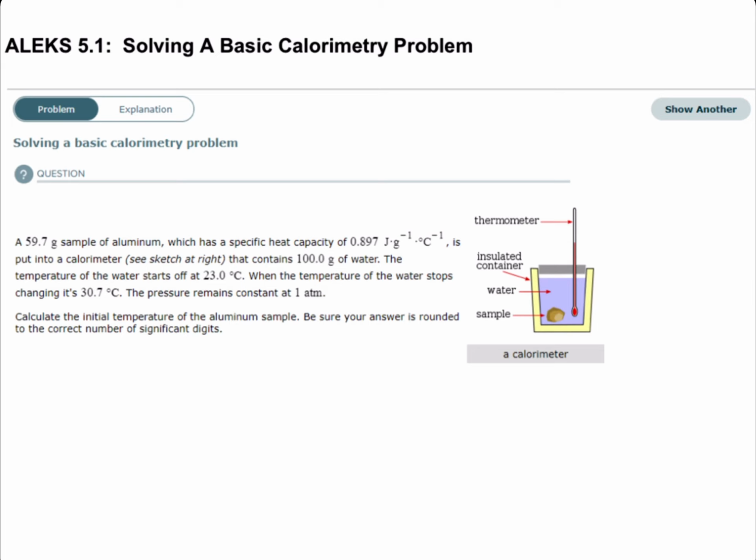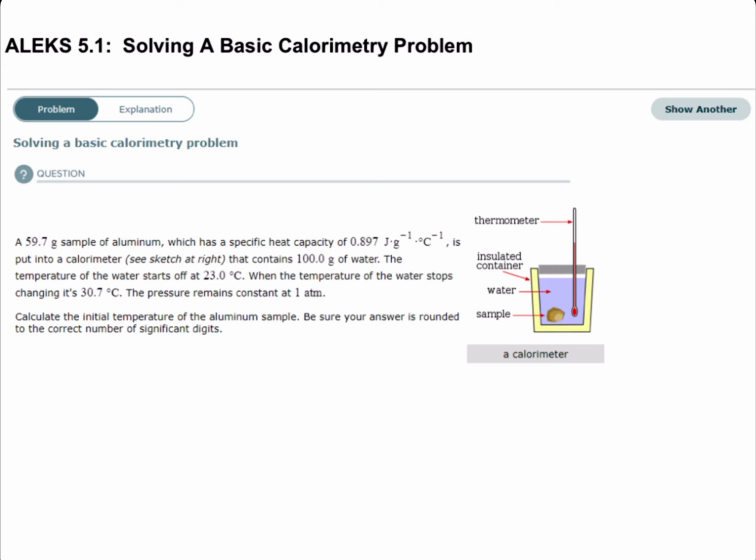Calculate the initial temperature of the aluminum sample and be sure your answer is rounded to the correct number of significant digits. So in this example, a piece of metal is placed in water. The water starts off at a certain temperature, and after a while, it stops at a slightly higher temperature. So basically, a hot piece of metal was placed in the water, which allowed the water to increase its temperature a little bit.